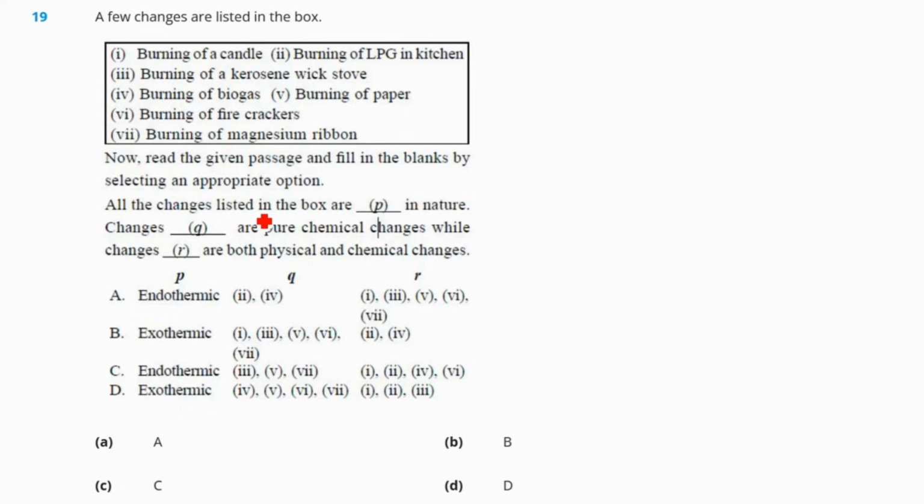All the changes listed in the box are P in nature. So here we can understand that all the changes, burning, these are all exothermic. Changes Q are pure chemical change. Which changes are chemical change?